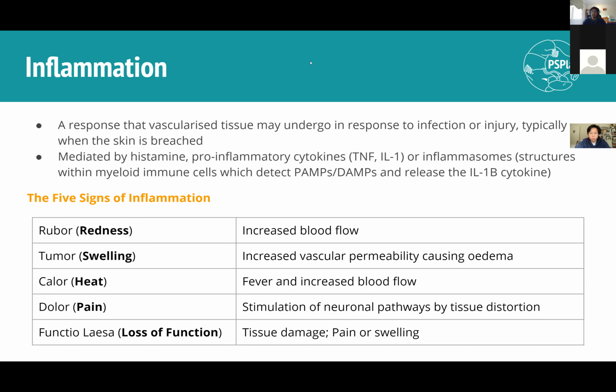We have pain, which is because you have all that fluid pressing around, all those immune cells running around, and that's going to cause pain because it distorts the tissue. And then you have loss of function, which can either be because you have massive tissue damage, or because the fact that some part of your body is swollen or painful prevents you from effectively using it.